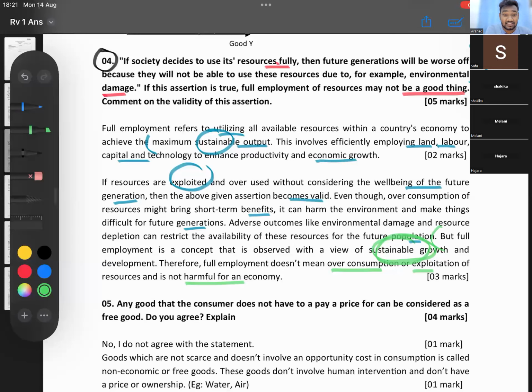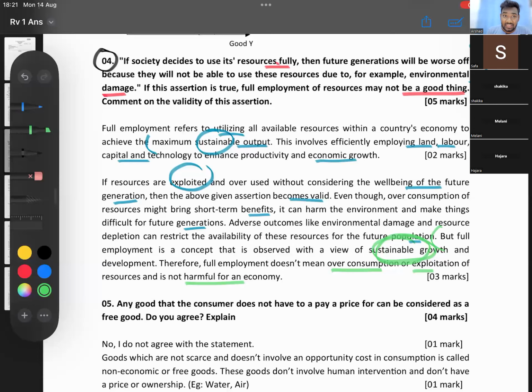Is that clear, guys? What is full employment, and the difference between full employment and the maximum output? Using full employment, we are trying to produce the maximum sustainable output without harming the future generation. Okay? Be very clear with that. Guys, I want you all to write right answers. At least read this. If you have not written, read this, and when you get the paper by tomorrow or day after, make sure you write.